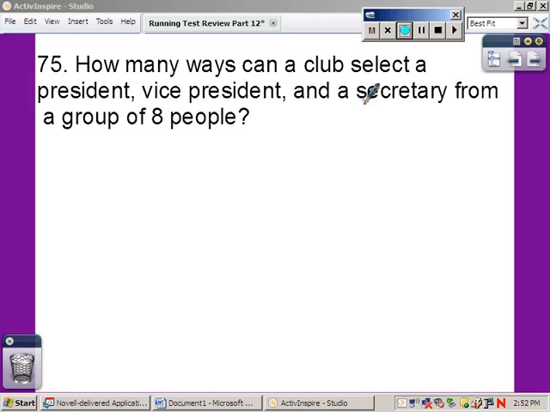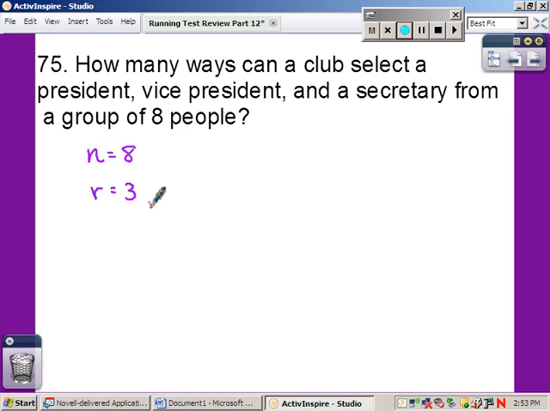So you're going to need an n value, and you're going to need an r value. N is the total number of people possible. In this case, it's 8. And r is the number that you are choosing. So in this case, we will be choosing 3 people. So r is 3.